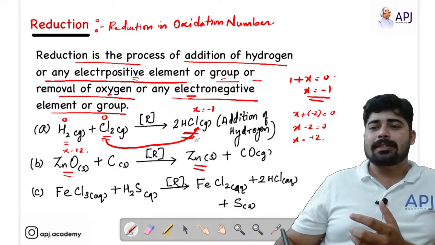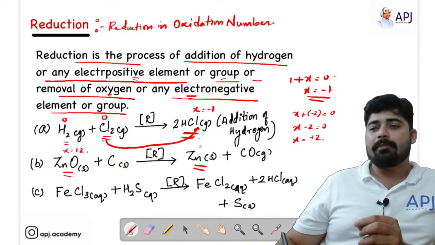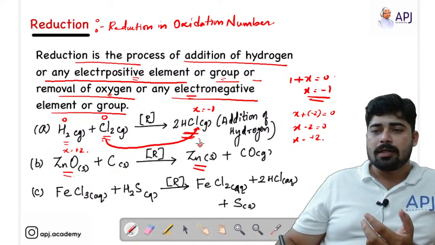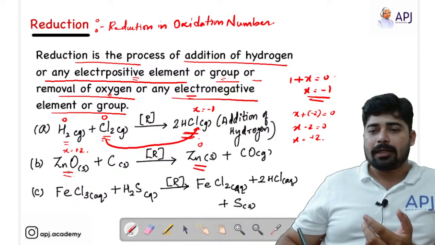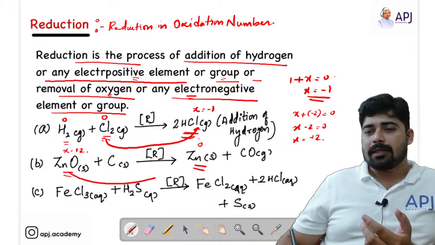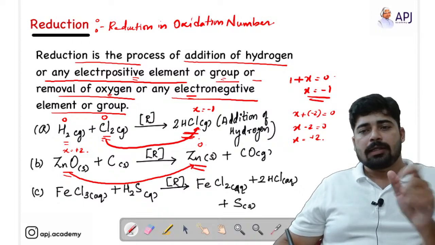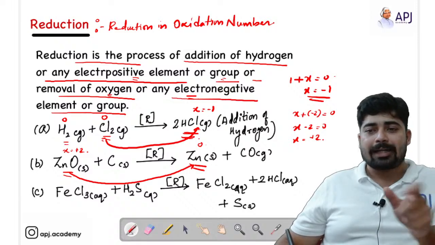Now on the product side, the zinc is present in the elemental form or in the native state, so the oxidation state here is 0. From here you can see that the zinc oxidation state has reduced from +2 to 0. It means the zinc has undergone a reduction reaction.